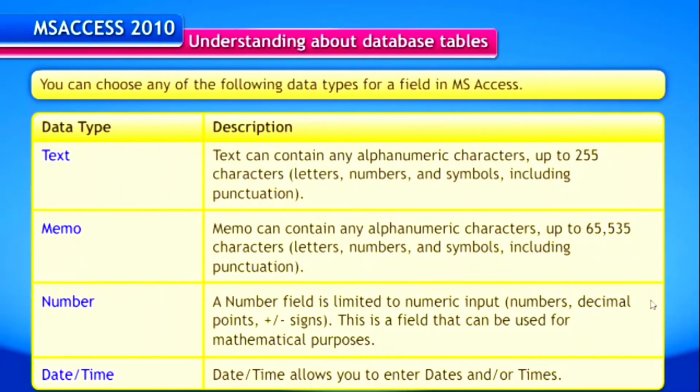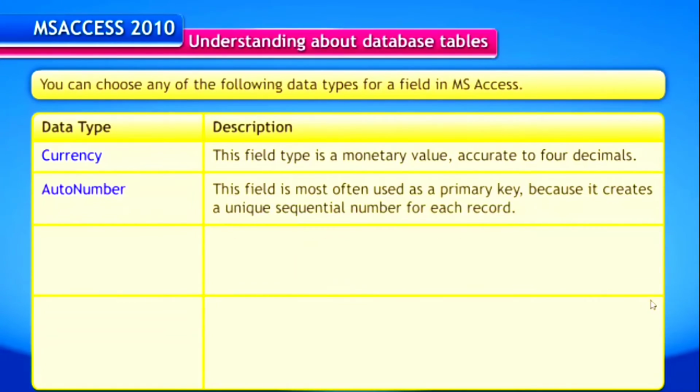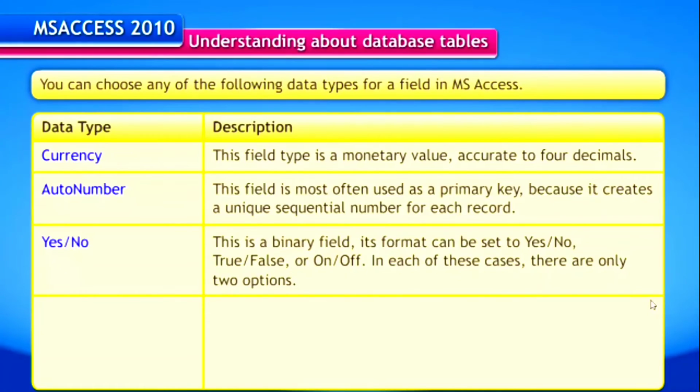Date or time. Date or time allows you to enter dates and or times. Currency. This field type is a monetary value, accurate to 4 decimals. Auto number. This field is most often used as a primary key because it creates a unique sequential number for each record. Yes or no.